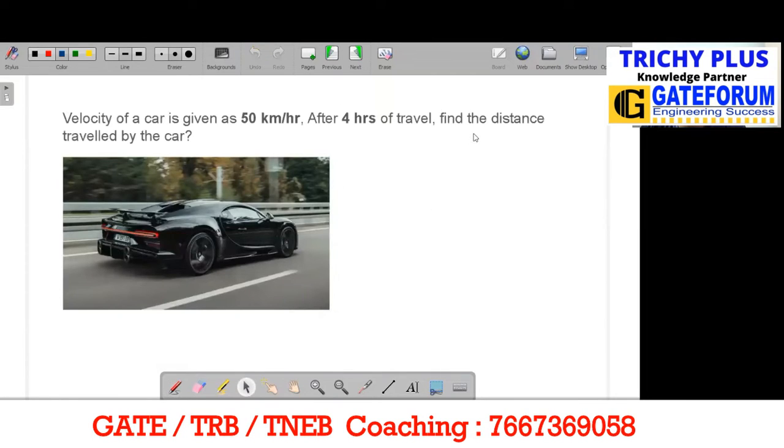So I would like to give this question. The velocity of a car is given as 50 km per hour. After 4 hours of travel, find the distance traveled by the car. So can you give the answer for this? The car is going with the velocity of 50 km per hour. After 4 hours of journey, what is the distance traveled by the car?